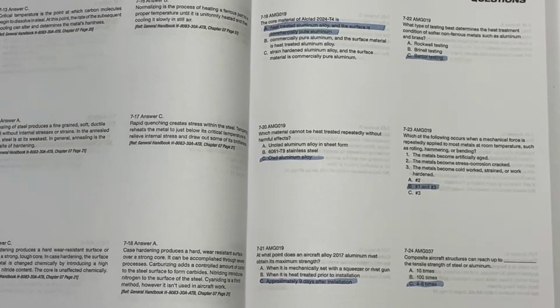Question 721. At what point does an aircraft alloy 2017 aluminum rivet obtain its maximum strength? A, when it is mechanically set with a squeezer or rivet gun, B, when it is heat treated prior to installation, or C, approximately 9 days after installation? The correct answer is C, approximately 9 days after installation.